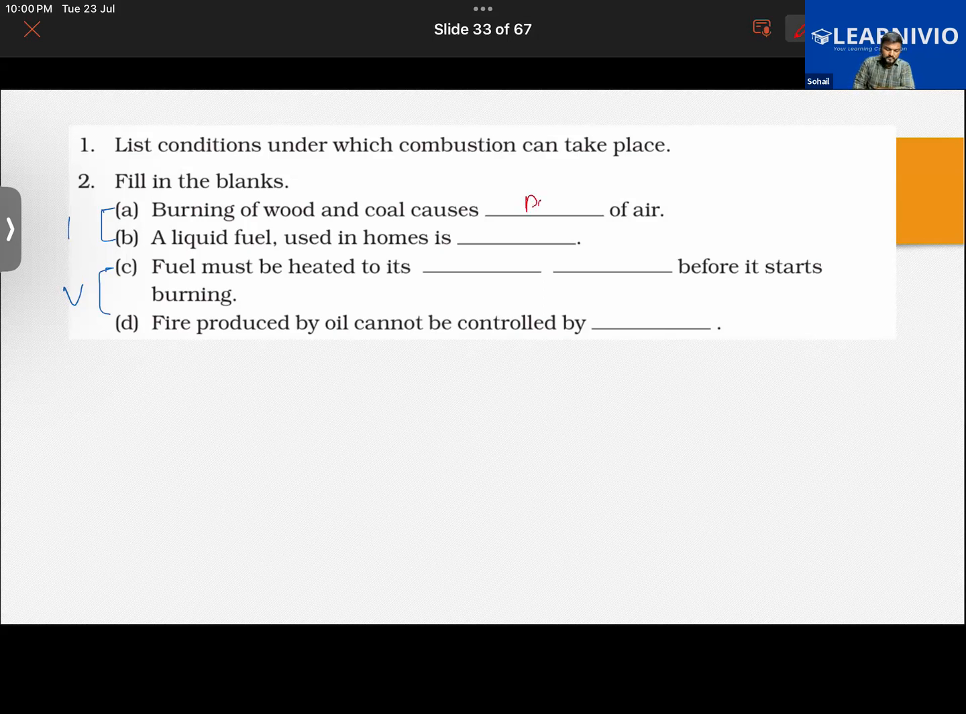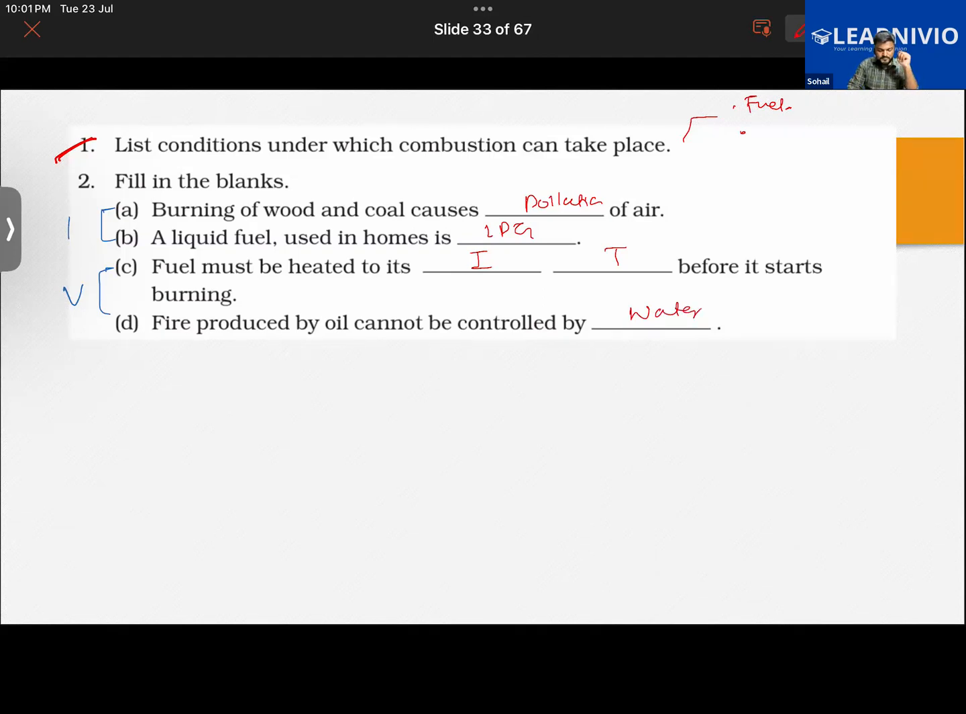Good. Aisha, you're required to answer this one, by the way. Presence of combustible substance. Very good. So that is, a fuel is required. Next. Fuel must be heated to its ignition temperature before it starts burning. Very good. Fire produced by oil cannot be controlled by water. Very good. Yeah, Aisha, continue.